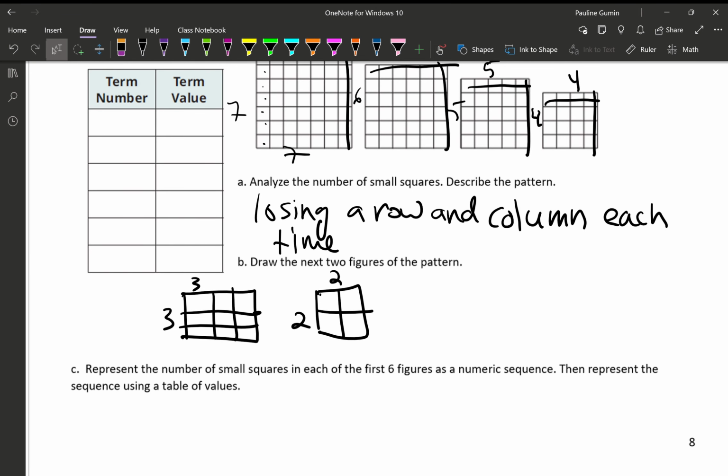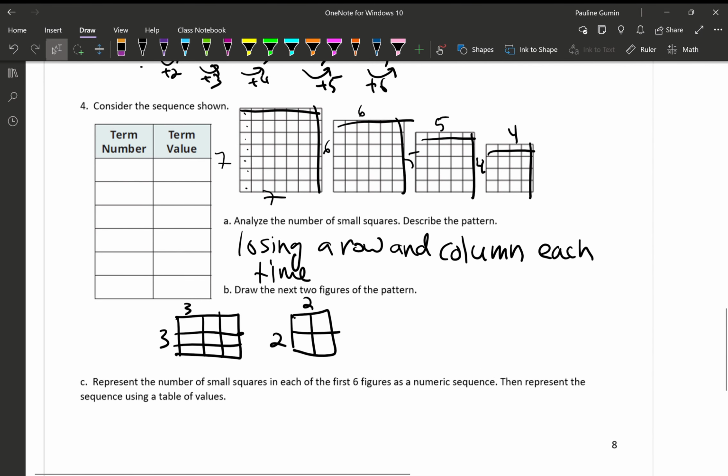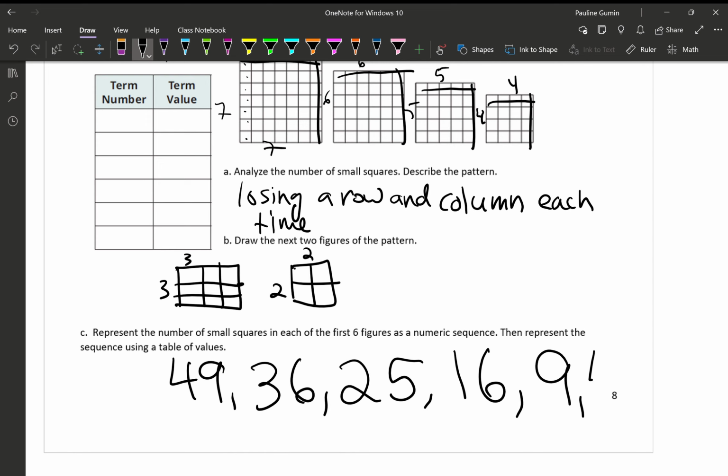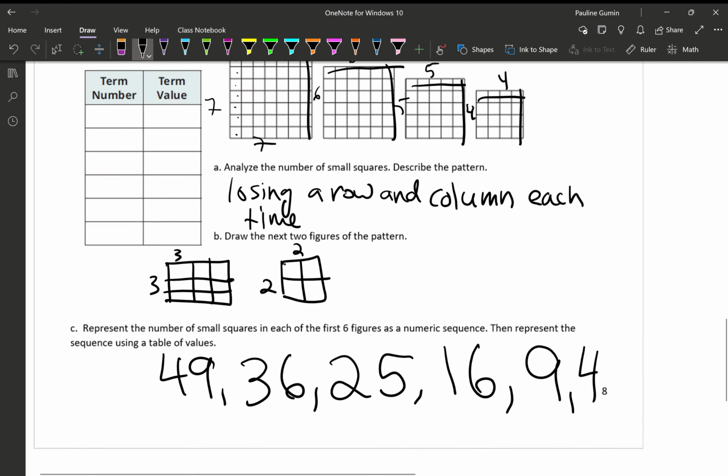All right, letter C represents the small squares as a numeric sequence and then as a table. Let's do it. All right, our first image is a 7 by 7. So how many squares is that? 49. Then we have a 6 by 6, 36. A 5 by 5, 25. 4 by 4, 16. 3 by 3 is 9, and 2 by 2 is 4.